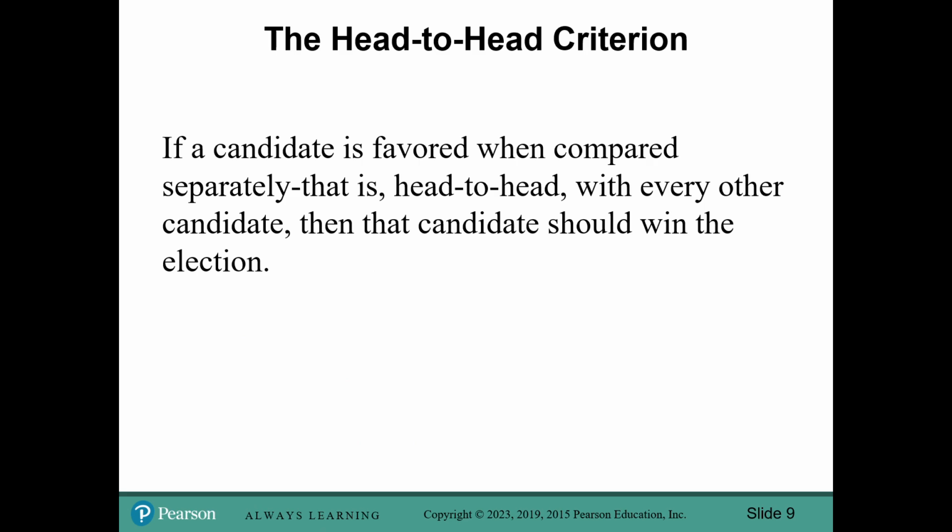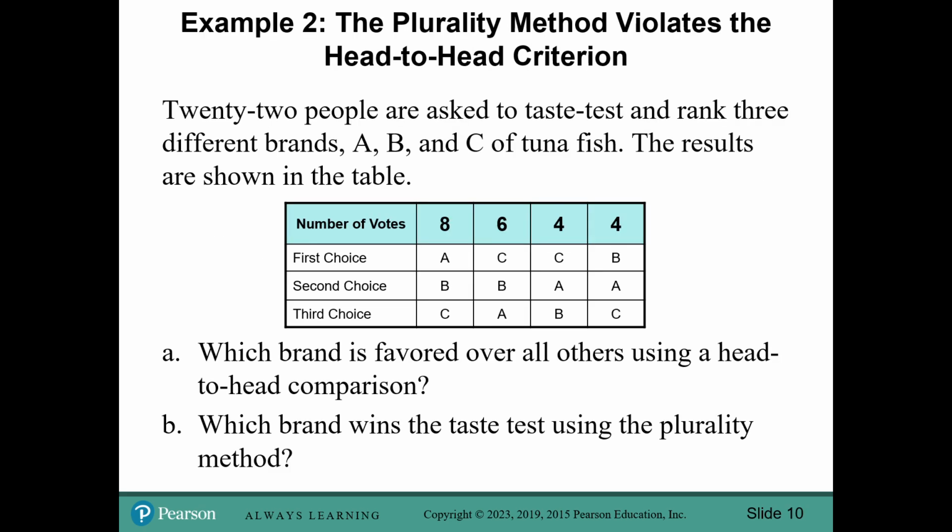Okay, let's look at the head-to-head criterion. If a candidate is favored when compared separately, that is head-to-head, with every other candidate, then that candidate should win the election. Okay, so we want to look at the plurality method and how it violates the head-to-head criterion. 22 people are asked to taste test and rank 3 different brands, A, B, and C, of tuna fish. The results are shown in the table. So we have the number of votes versus first choice, second choice, and third choice.